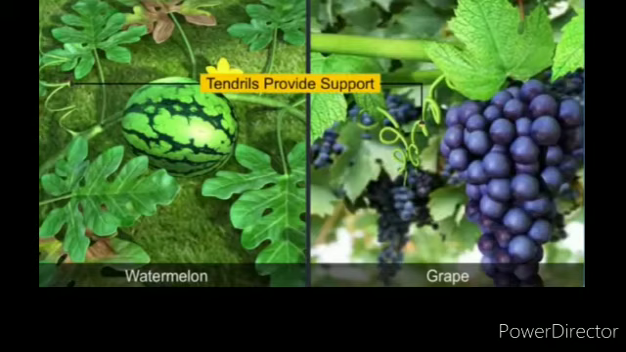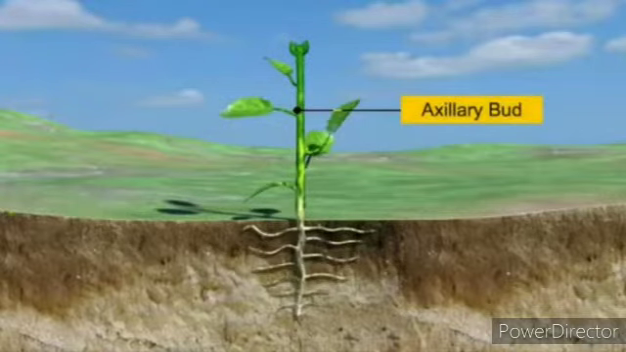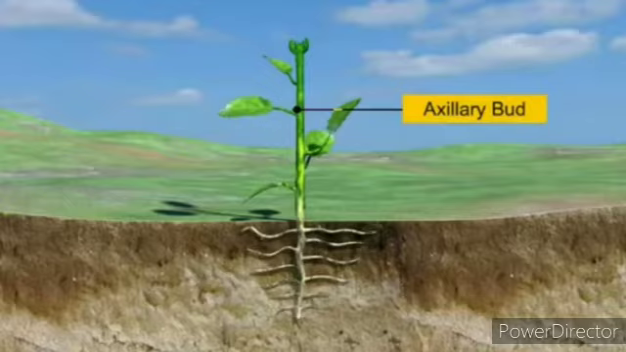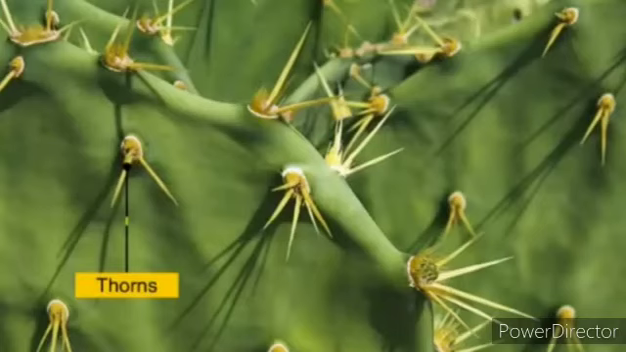The second one is stem tendrils. Tendrils are thin, spirally coiled structures that help in climbing. Stem tendrils which develop from axillary buds are slender, spirally coiled and help the plants to climb. Examples are cucumber, pumpkin, watermelon, grapevines, etc. Axillary buds of stems may also get modified into straight and pointed thorns.